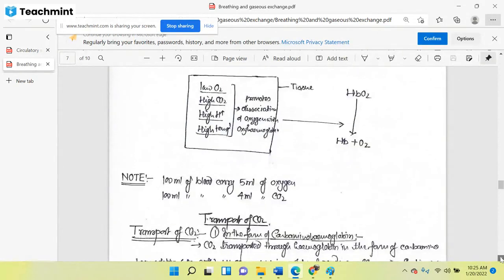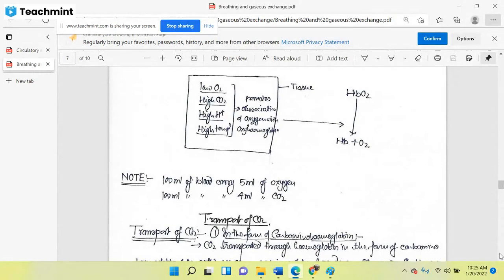Okay, now two important facts are there, you will have to remember those. First fact, 100 ml of blood carries 5 ml of oxygen. So you will have to remember that around 100 ml of blood is generally carrying 5 ml of oxygen, and the same amount of blood, meaning 100 ml of blood, is carrying 4 ml of carbon dioxide. So you will have to remember 100 ml of blood is carrying 5 ml of oxygen, and 100 ml of blood is carrying 4 ml of carbon dioxide. So you will have to remember this data.